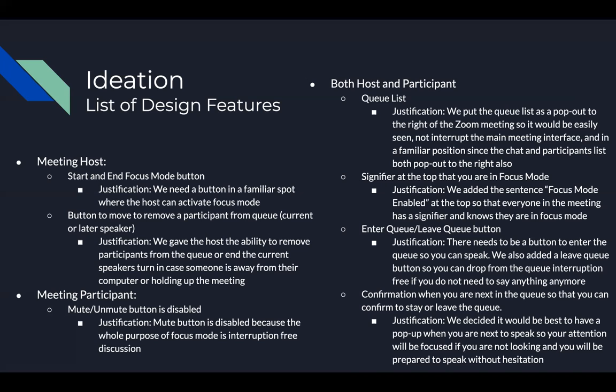We divided these features by the agent, so there are features for the host, such as a toggle to enable and disable focus mode, as well as the ability to remove users from the queue easily. There are features for the participants, such as not being able to unmute their mic when focus mode is activated, and there are also features for both, such as joining and leaving the queue, as well as viewing the queue list.